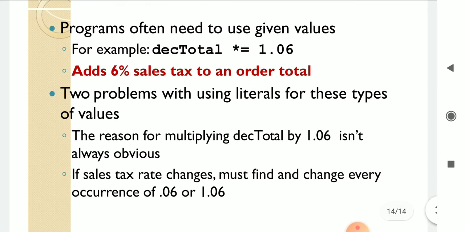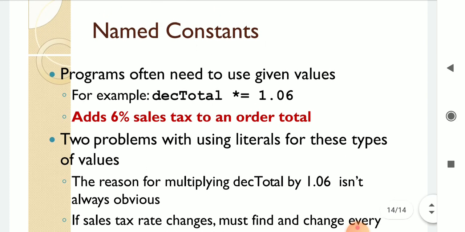There are two problems while using literals for these types of values. The reason for multiplying by 1.06 is not always obvious, because the value may change. When the value changes, you have to put in the changed value. If the sales tax rate changes, that must be kept in mind for accuracy as 1.06. If the value is changed to 0.06, you have to put 0.06. So this is the named constant.